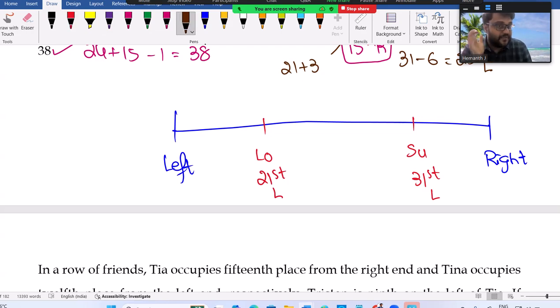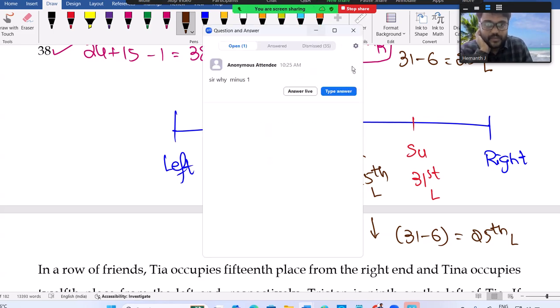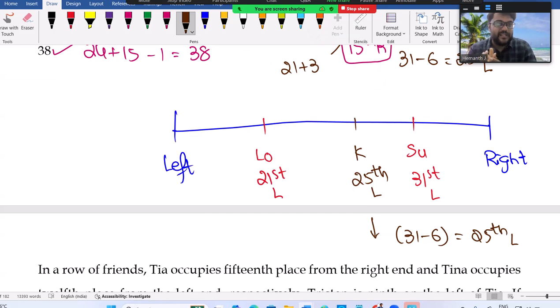Karan is sixth left of Suman. So Karan is sixth left of Suman means we get 25th from left hand. Why 25, sir? 31 minus 6 we have to do. Karan is left of Suman means Karan is going close to the left hand, so we have to subtract. 25th left we have to mention here. Minus 1 we discussed in the previous class already in the ranking concept. I'll show it again. That's why I request everyone to attend the sessions regularly. That's what happens when you don't attend sessions regularly. So we'll display that. First focus on this data.